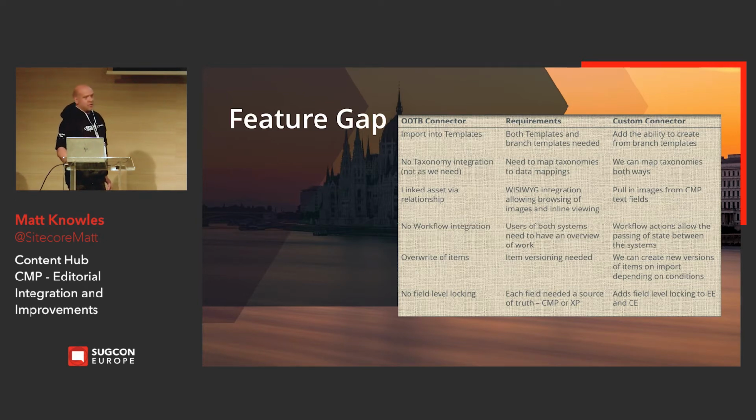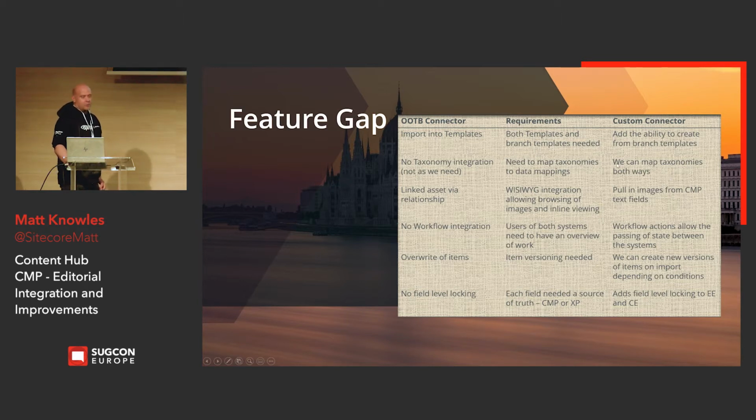We needed to link the taxonomies between both systems. We needed to integrate workflow between the two systems. We couldn't allow, as happens by default, overwriting of items. We had to maintain the Sitecore versioning. So a new item comes from CMP, to an item that is potentially pushed down the pipe, is published. We cannot overwrite that. We need the extra control in place all the way down there.